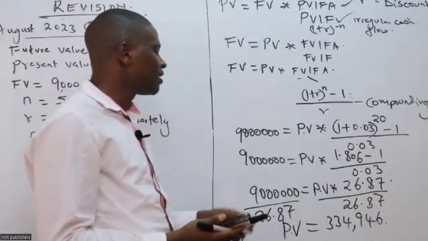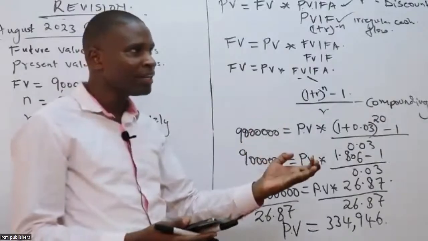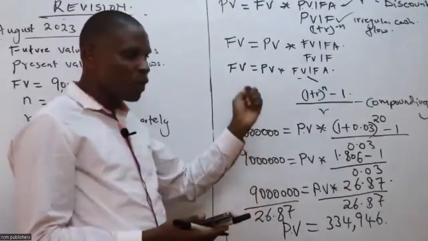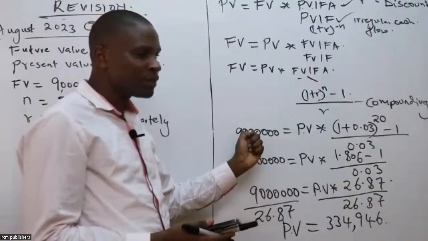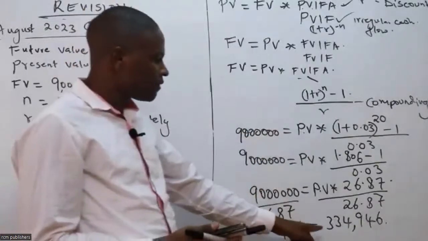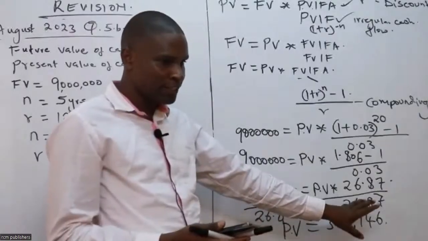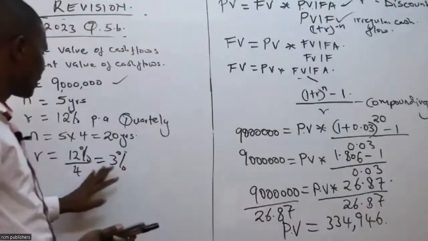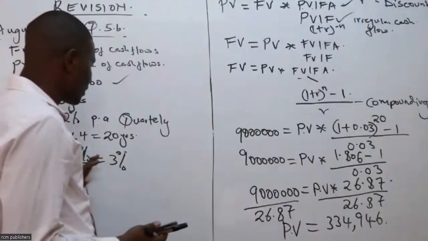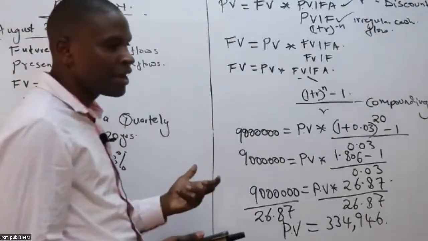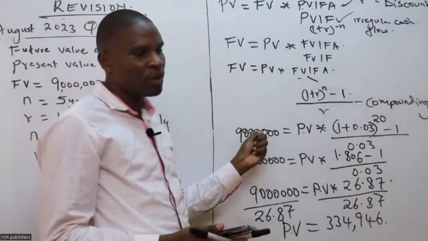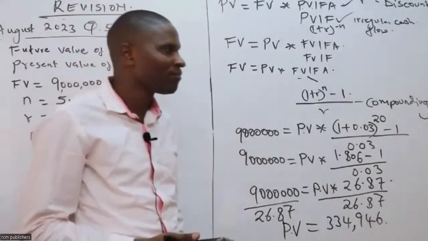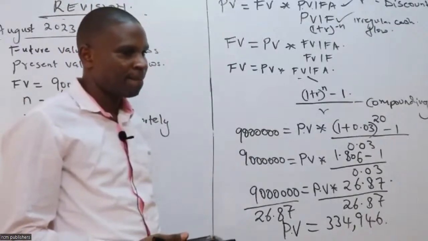If you want to have 9 million at the end of, we are in 2024, 2029, you can be depositing 334,946 at an interest rate of 12%, of course, compounded quarterly, and you will receive your 9 million at the end of that year, at the end of 5 years.